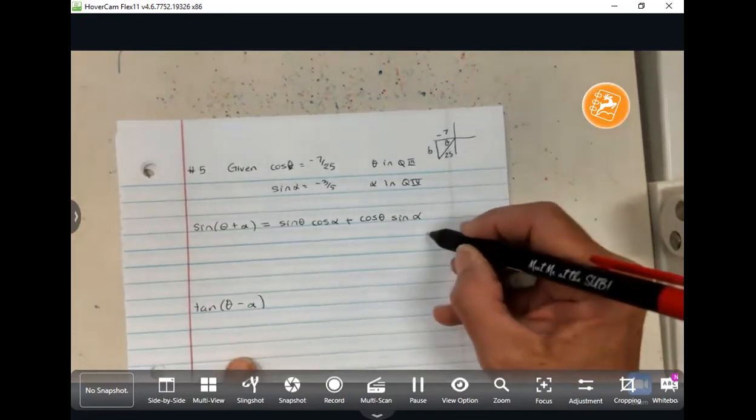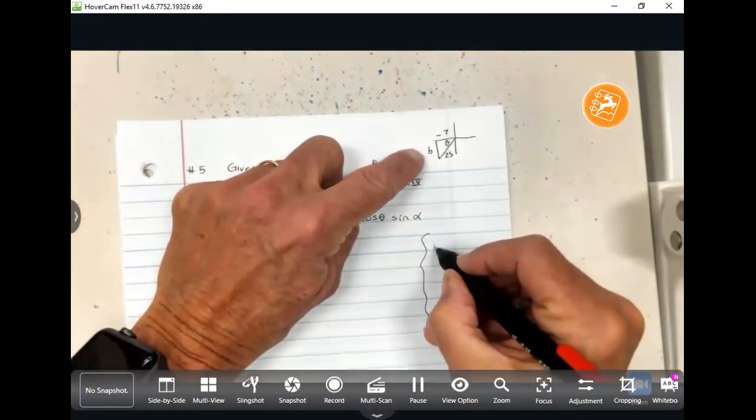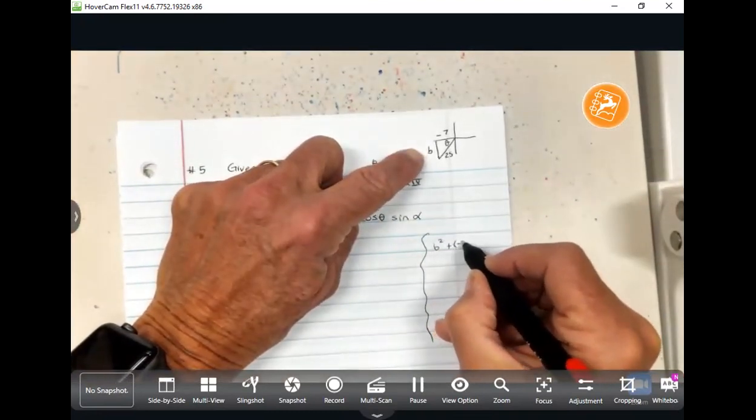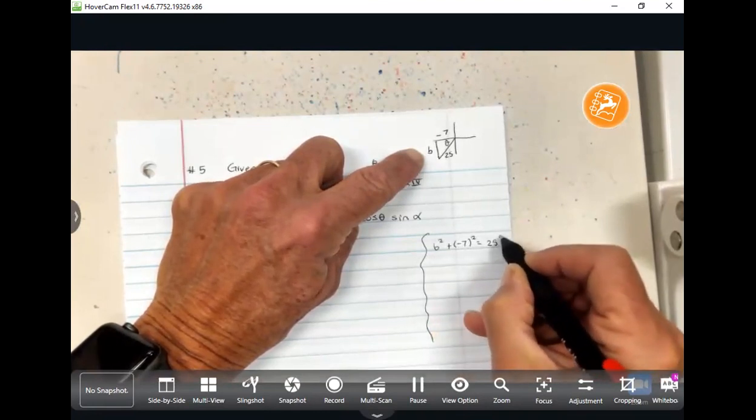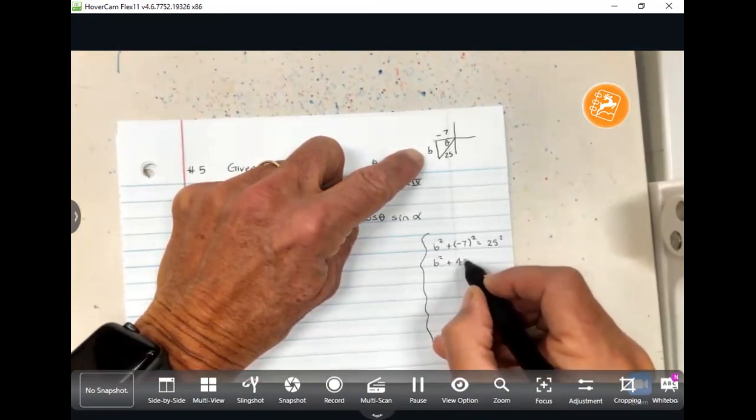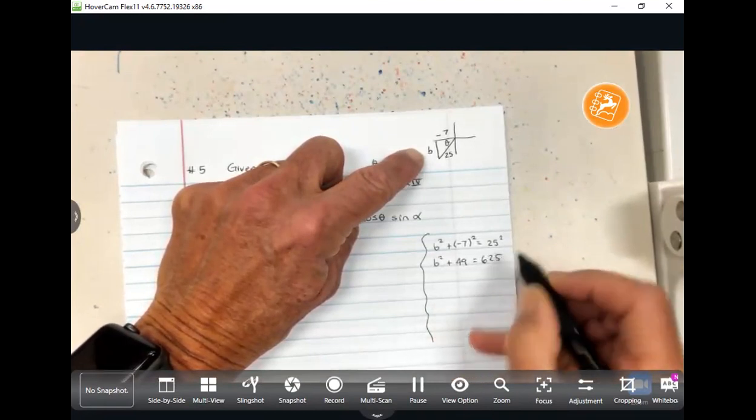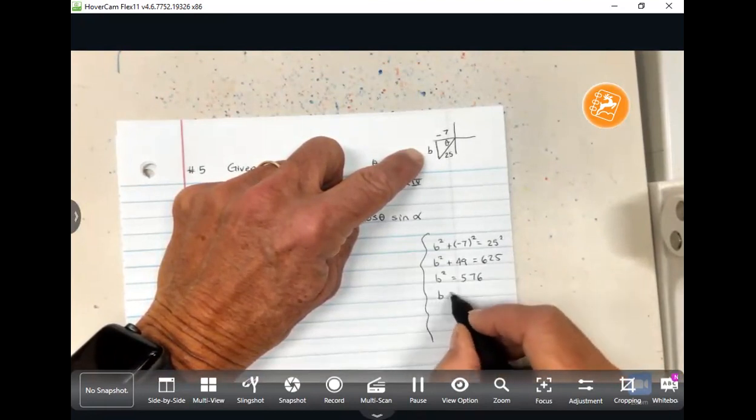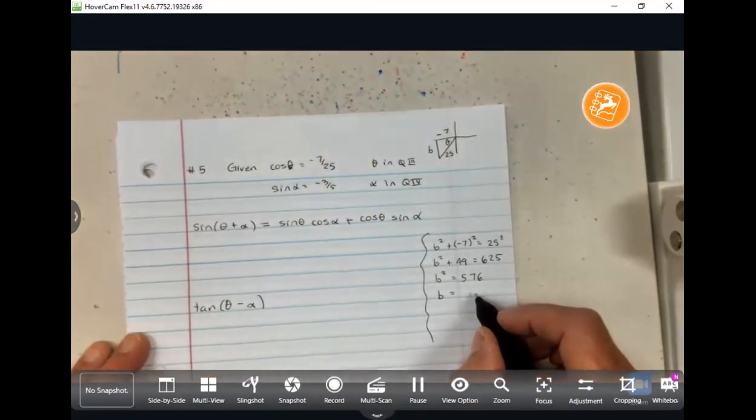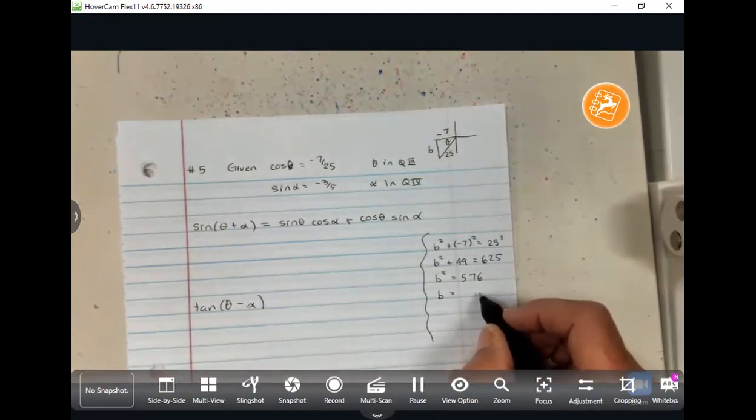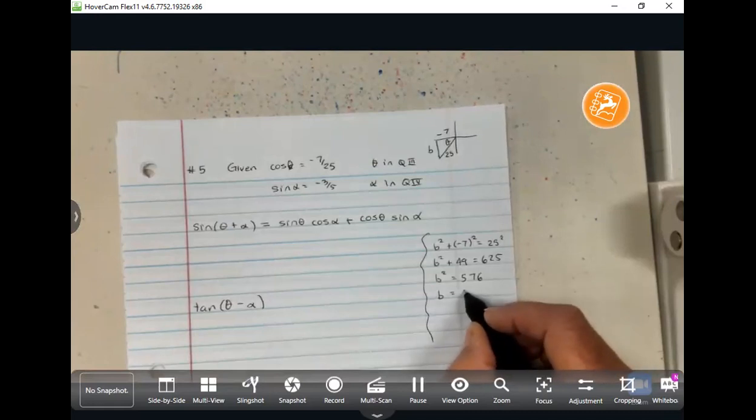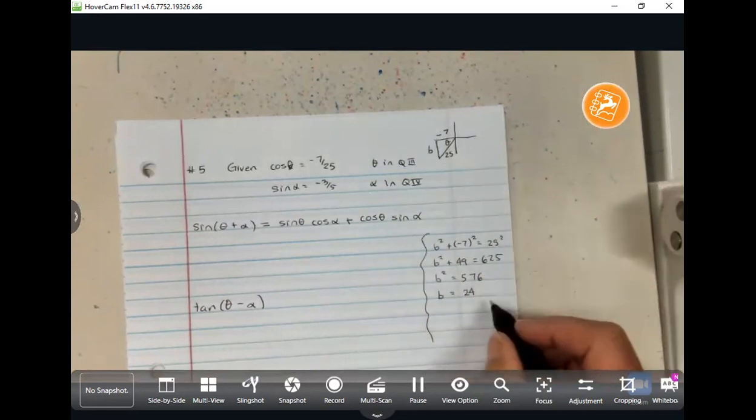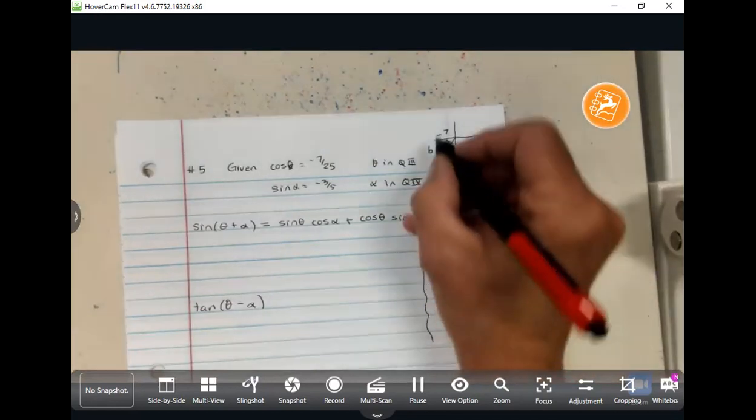So let me do that right in here. This says that b squared plus negative 7 squared is 25 squared. 25 squared is 625. So b squared, take 49 away from that, is 576. B is going to be the square root of 576. And I think that is, oh, I know that one, 24. B is going down, so I'm going to take negative 24.